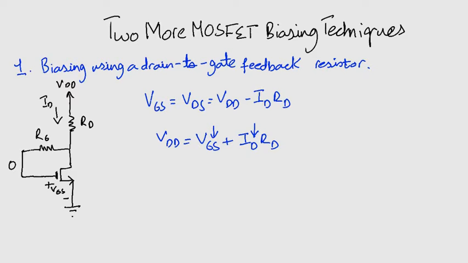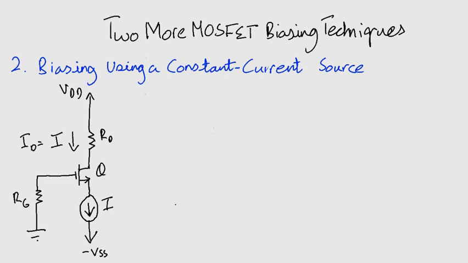However, as we will see later, this circuit has the drawback of a rather limited output voltage signal swing. It is, however, still more stable than the one in which VGS was fixed for biasing. Now let's look at our second technique. The second technique we are going to see is biasing using a constant current source. As you can see in the circuit, the current source is placed in the source terminal of the MOSFET. This is by far the best technique for biasing.